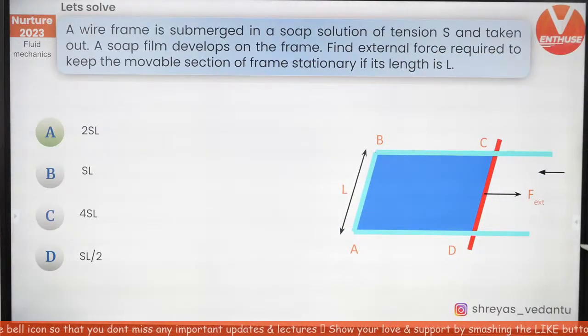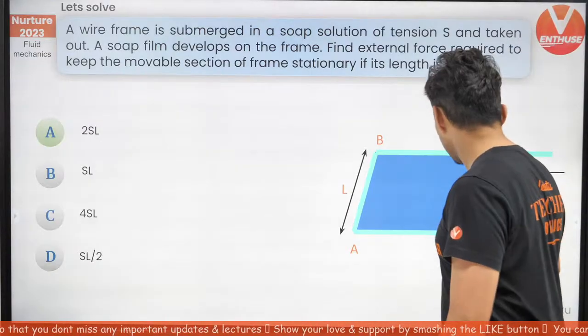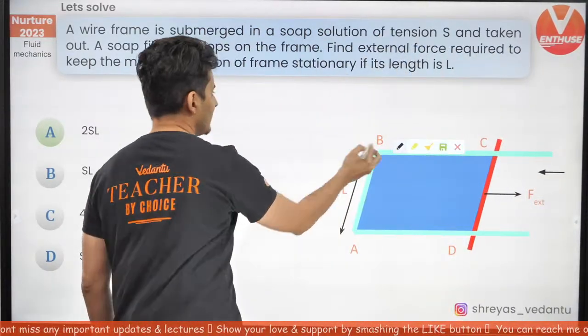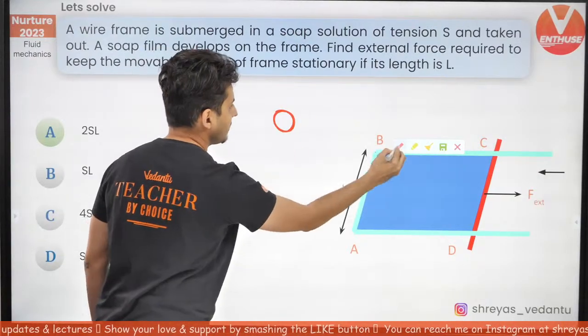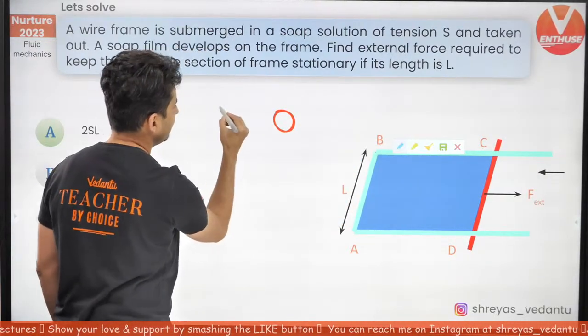Perfect. So the answer is 2SL. I'll repeat, the concept over here looks something like this. If you look at the cross section of the rod, this is the cross section of the rod, and this is the liquid.